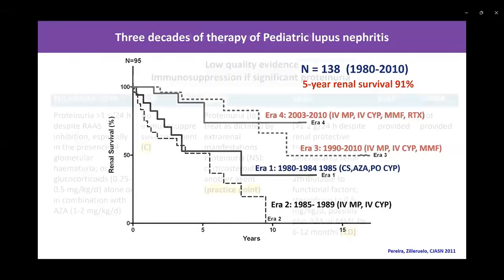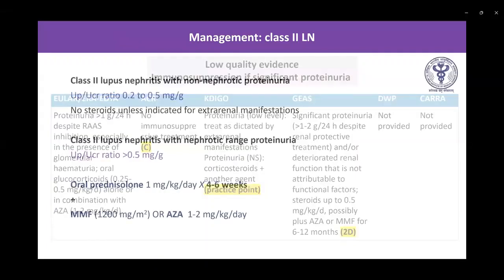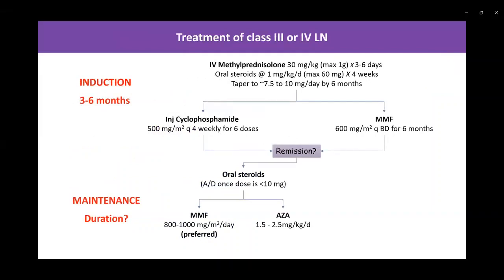And so the evidence of treating patients with class 2 and class 5 lupus nephritis is still low. Class 2 lupus nephritis is generally treated based on the extrarenal manifestations, and it is acknowledged that severe proteinuria in patients with class 2 nephritis merits treatment with long-term immunosuppression in the form of prednisolone or MMF. Treatment of class 3 or class 4 lupus nephritis is based on randomized controlled trials conducted in adults, and it is conceptually divided into an induction therapy for the initial 3 to 6 months, followed by a maintenance therapy, the duration of which is still unclear and is debated.